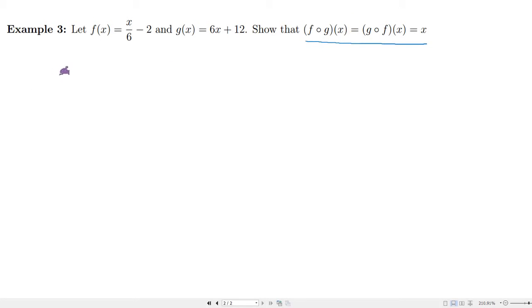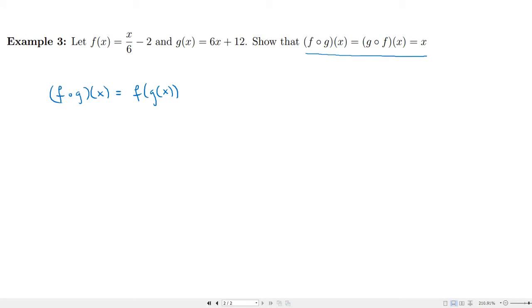So let's first figure out what is f compose g of x. Okay, we'll simplify that, and hopefully we'll get x. And then we'll do the same thing for g compose f of x and see if we get the same thing. So what is f of g of x? Well, following the same procedure that we had up above, this will be f of g of x. And we know that g here is what? So now this will actually just be f of, and let's replace g of x with what it is. So that'll be 6x plus 12.